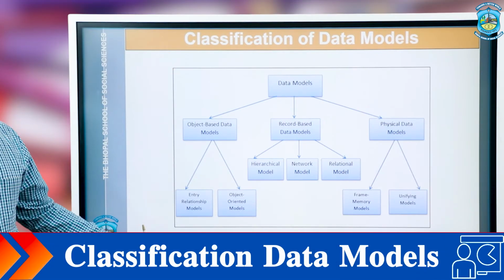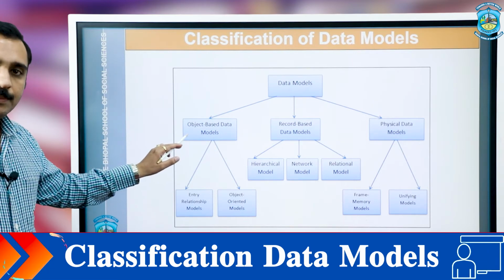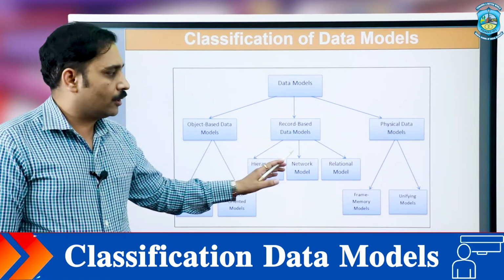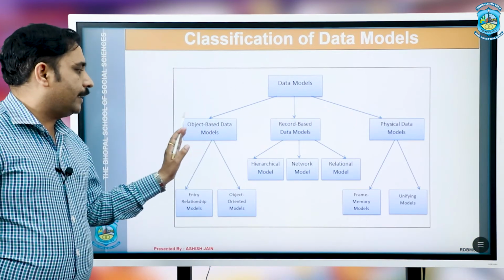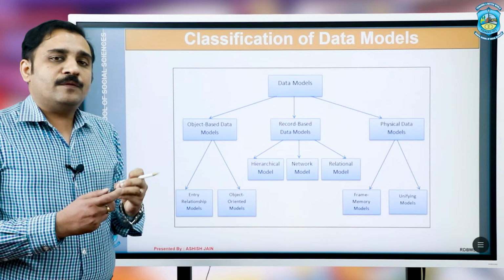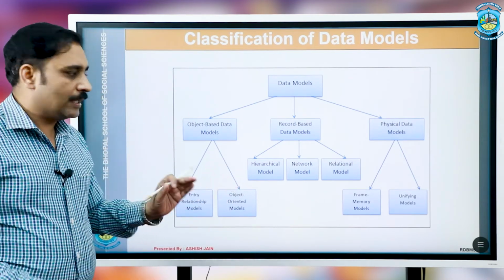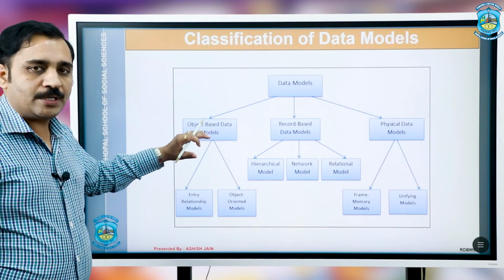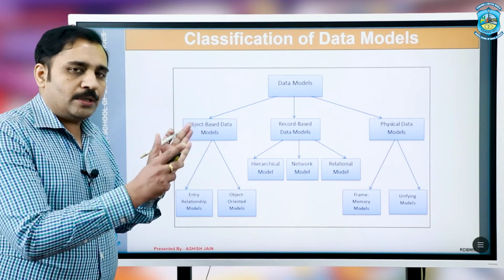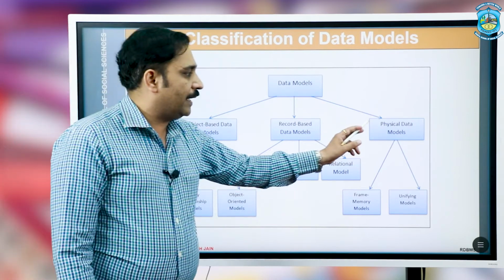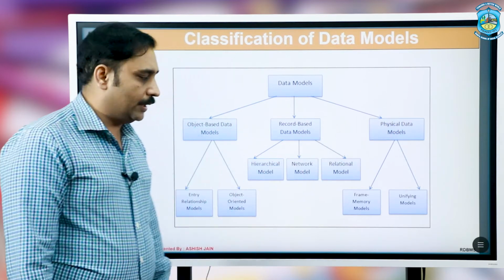Now we see the classification. Data models are classified into three categories. First is object based models, second record based models, and third the physical data model. As the name suggests, object based data models is that in which instead of representing the entity directly, we represent them through some kind of other attributes. Such things are modeled using object based representation. Then we have record based models, in which we store the data in a particular data structure. And finally the physical model, that means how you actually store the data physically on the disks.